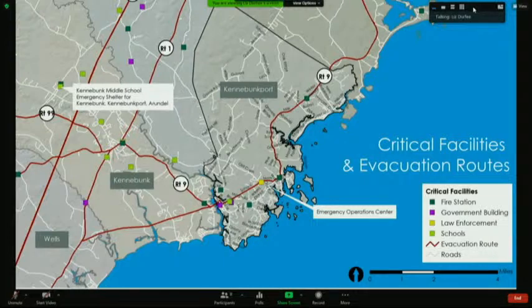The Kennebunk Middle School shelter has a capacity of about 150 to 200 people. There is an agreement between Kennebunkport and Arundel to use that shelter, and that capacity is during non-COVID time. So if the shelter was needed during a situation like we're experiencing now, the capacity would likely be diminished. It may be appropriate for us to also look at other potential shelter areas as we go through the process of developing strategies.